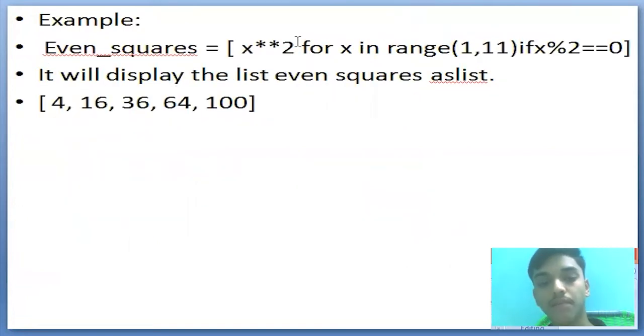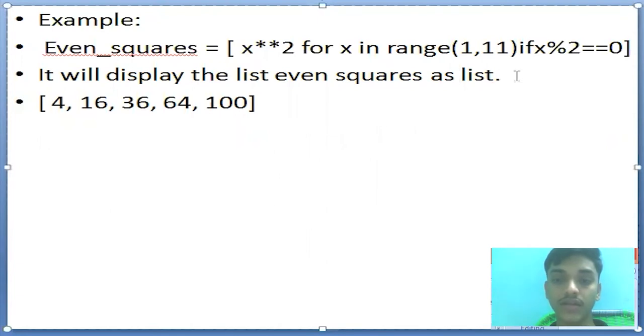Here is an example. You can see it creates the even squares of all numbers. So we are recreating lists in so many different ways. Even squares equals x to the power 2 for x in range of 1 comma 11 if x percent 2 equals 0. So it will display the even squares as a list. This is an advantage of it.